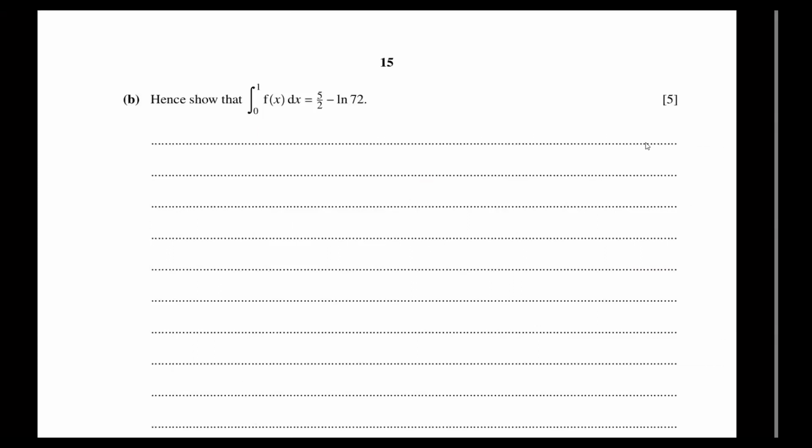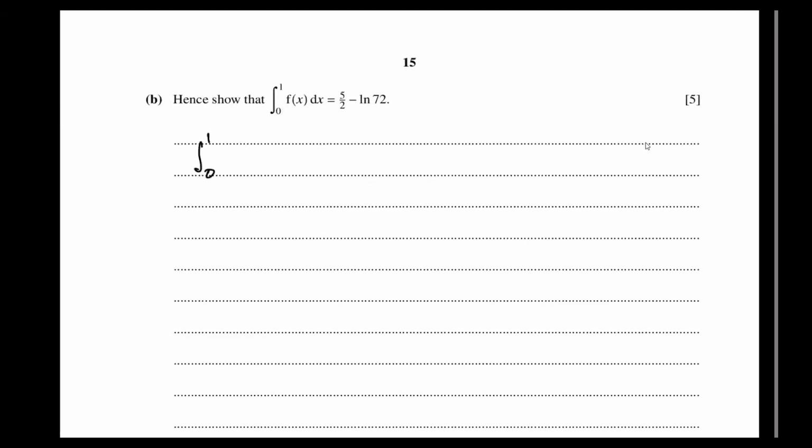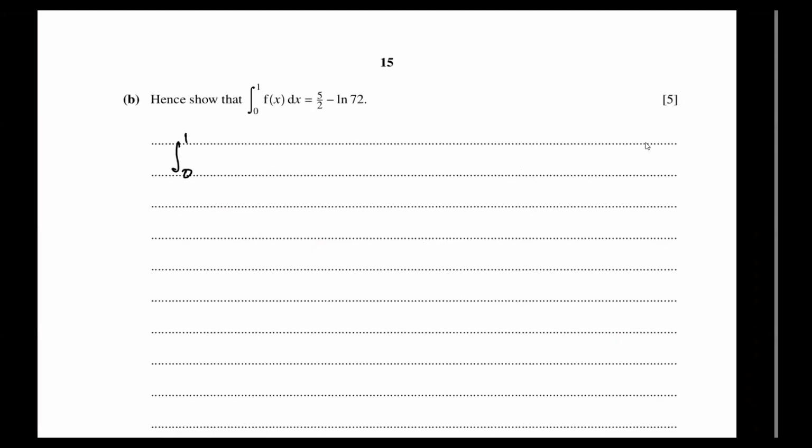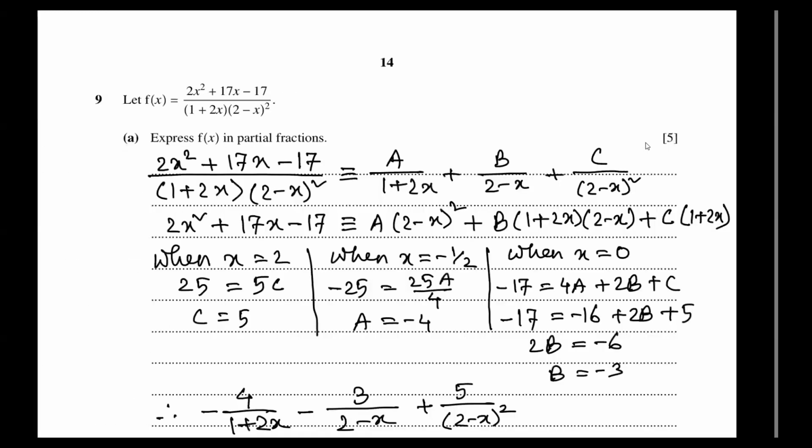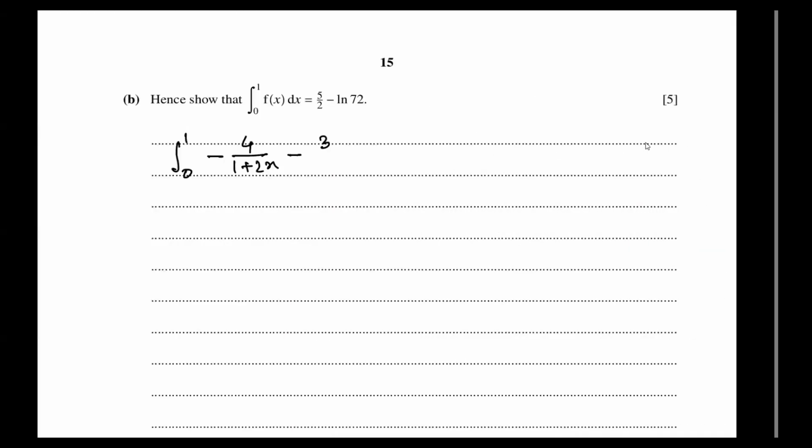Here you have to integrate f and show that this definite integral is exactly equal to 5 by 2 minus ln 72. So to show this one, let's start with the partial fraction. The partial fraction, remember, is 4 by 1 plus 2x, minus 3 by 2 minus x, then plus 5 by 2 minus x whole squared.